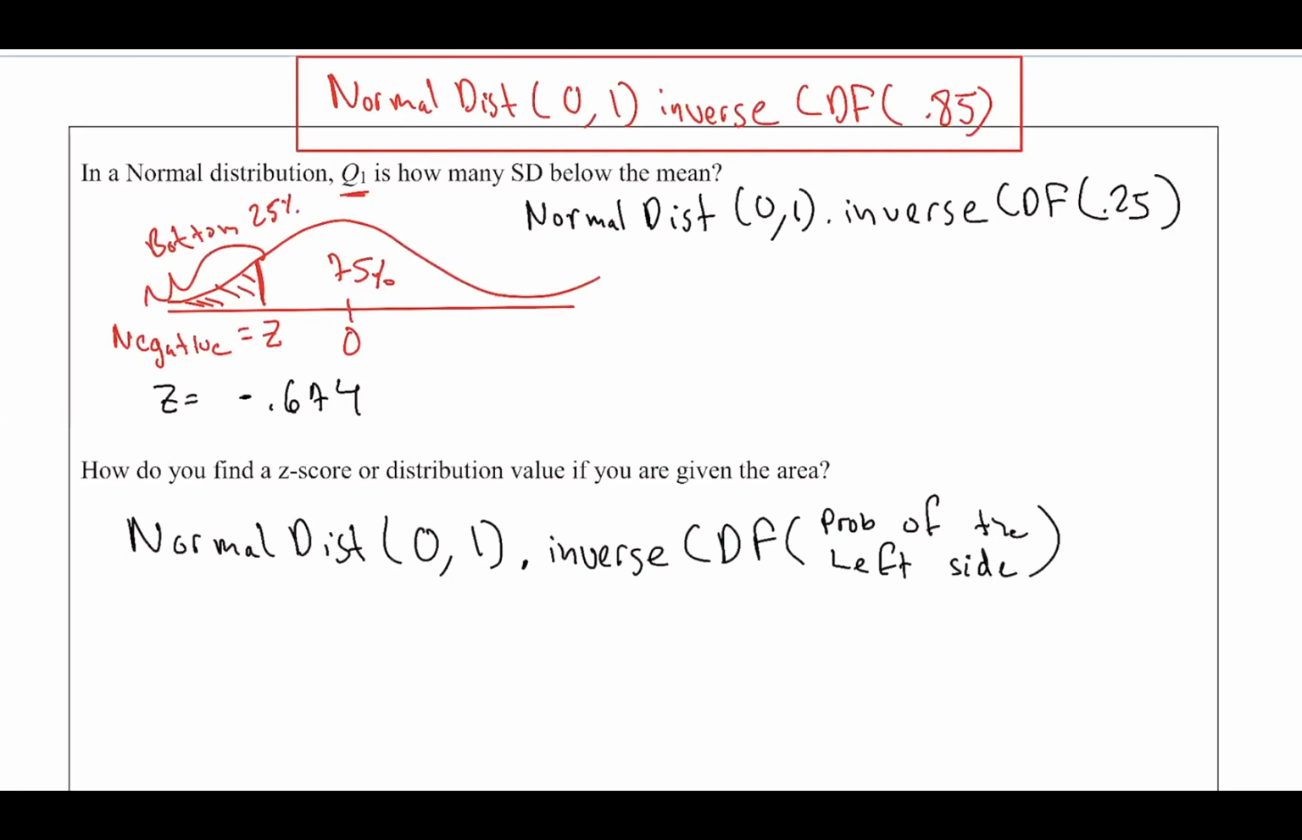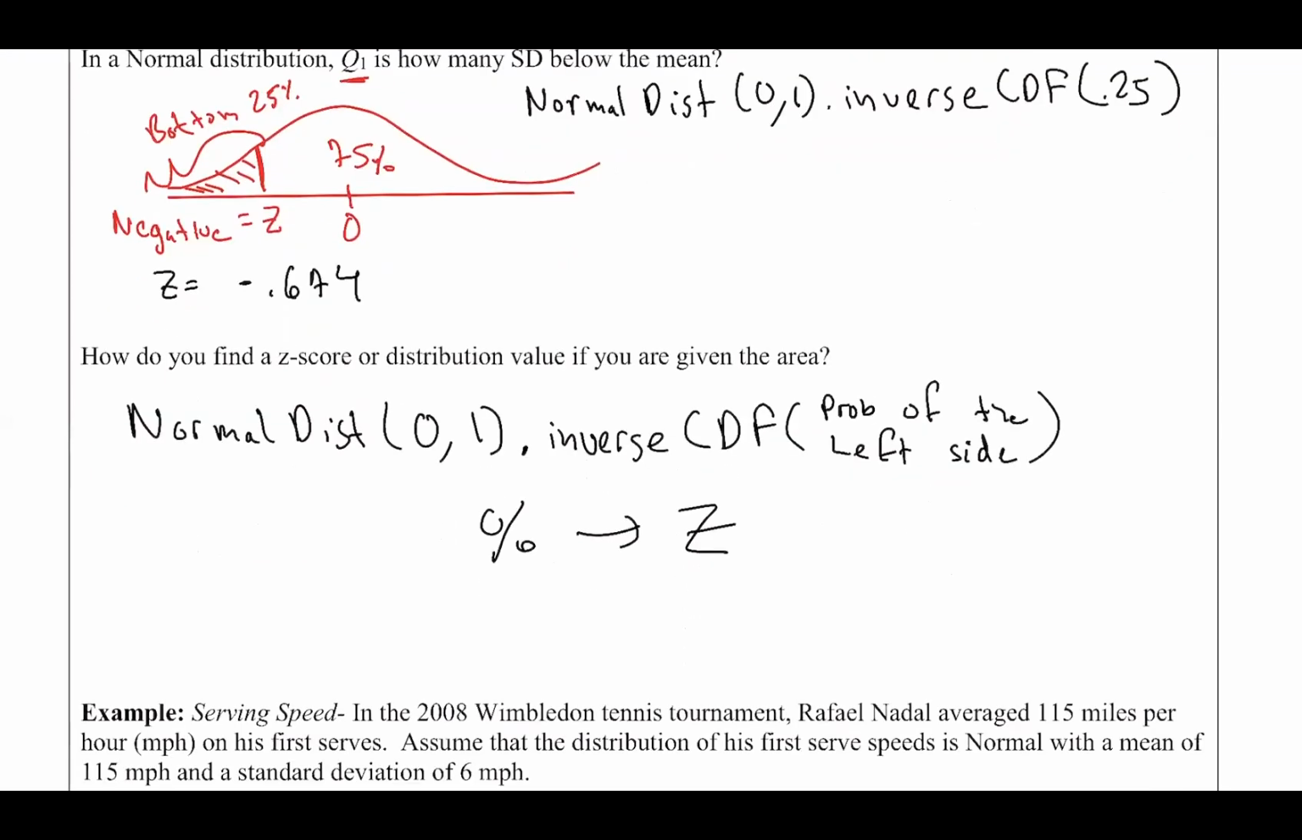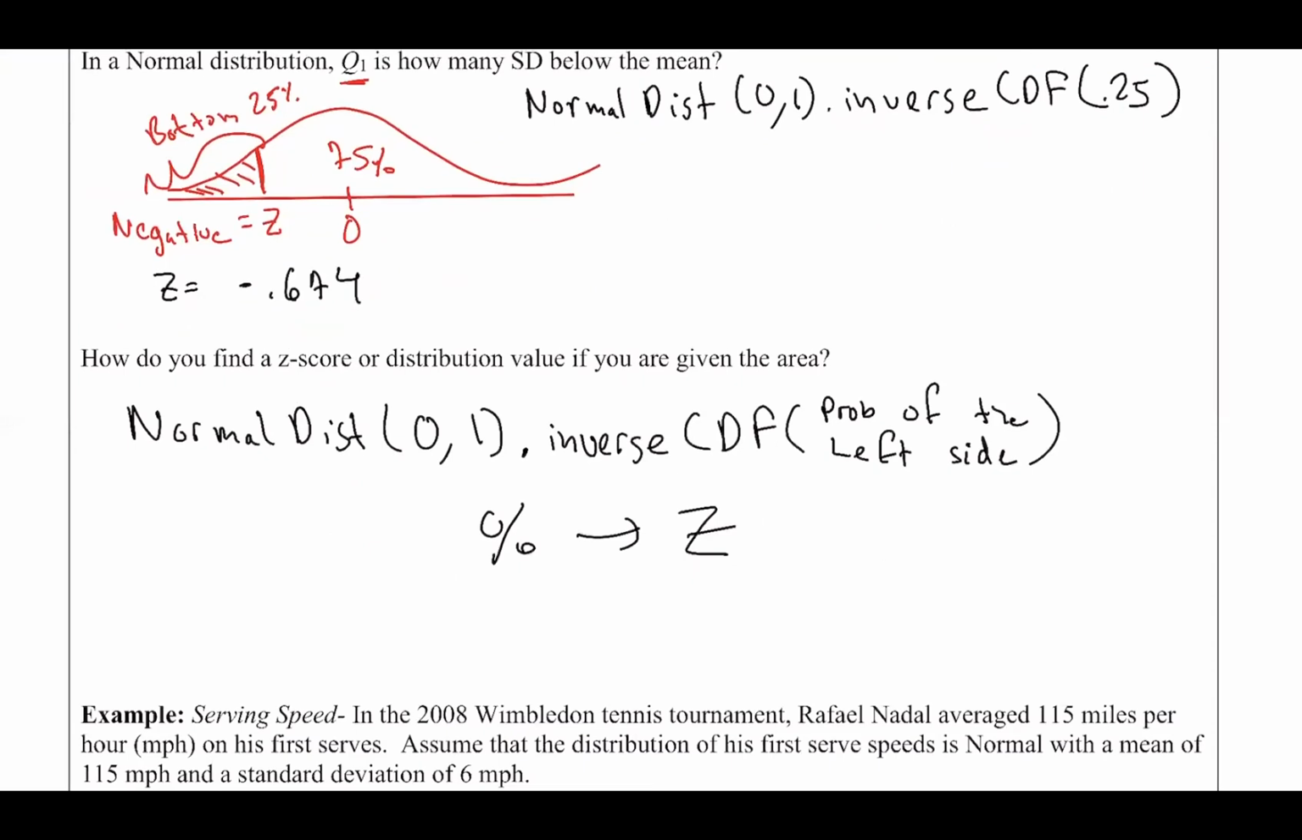So it shouldn't be that hard. As long as you keep on practicing and practicing, it'll become a little bit easier. In the beginning, it'll be kind of hard just to remember the steps. But after a while, once you've done enough of these problems, it should be easier to do. But that's your process of how to get a percent and convert it into a Z value. Boom. And if we want to take a percentage, we'll just do that for later.